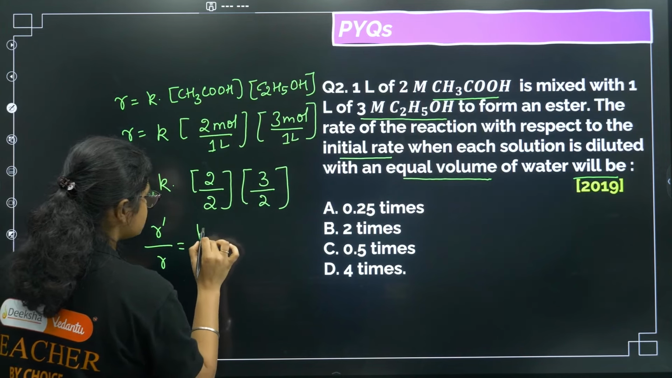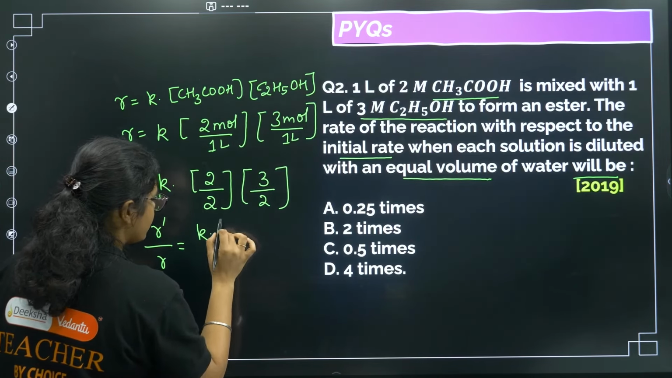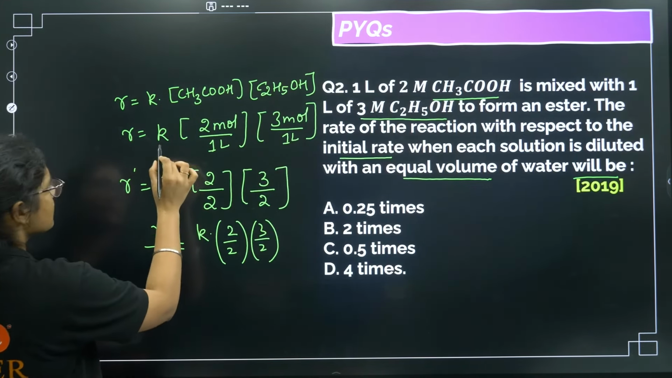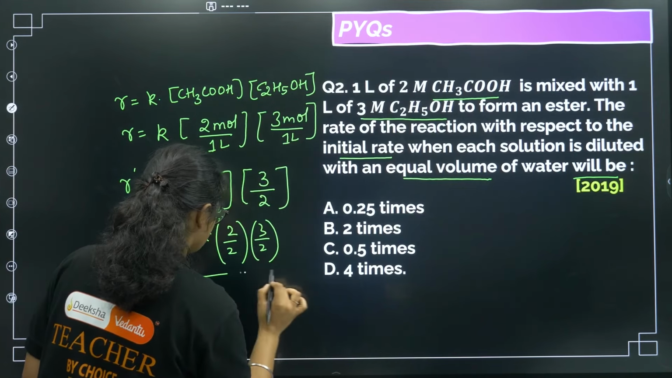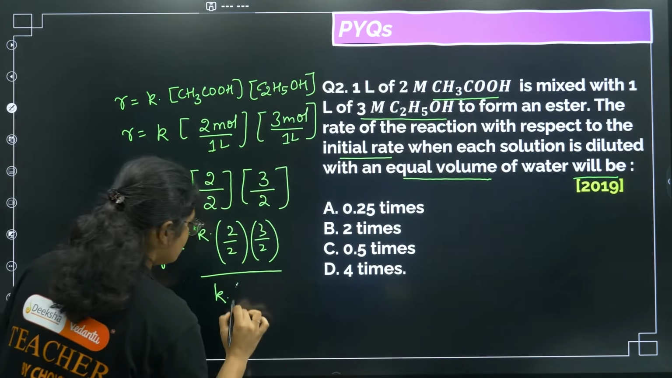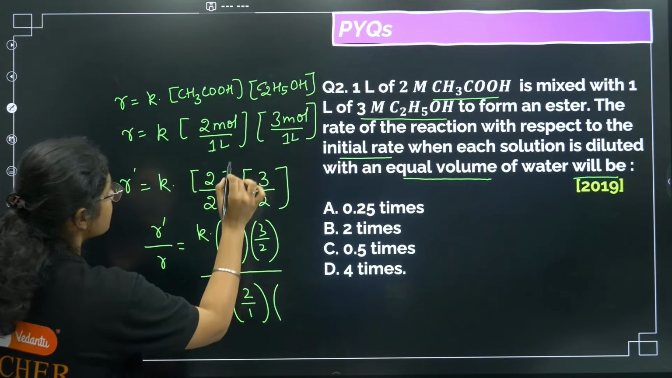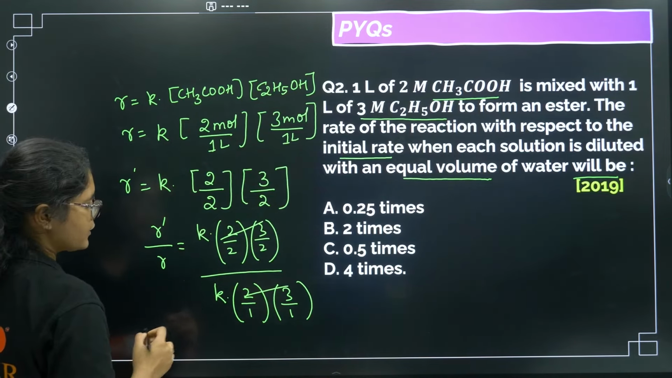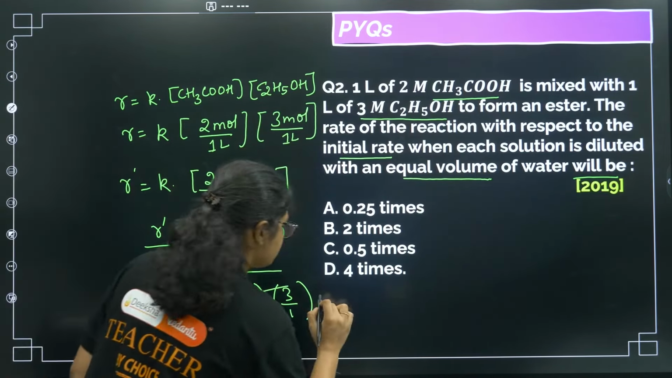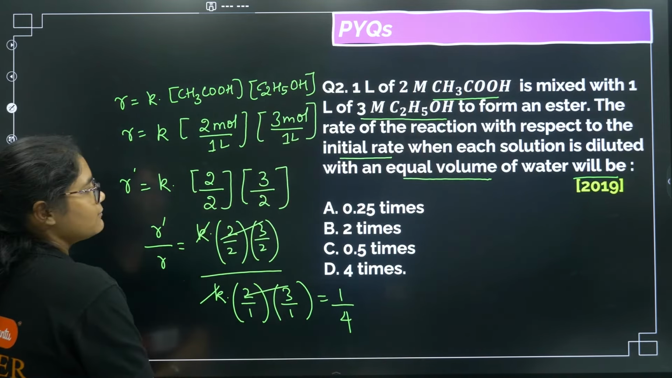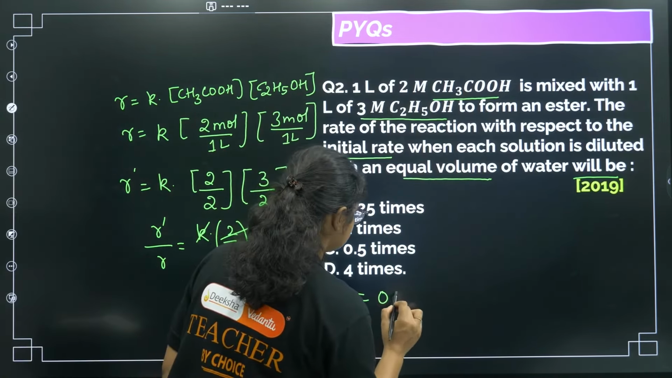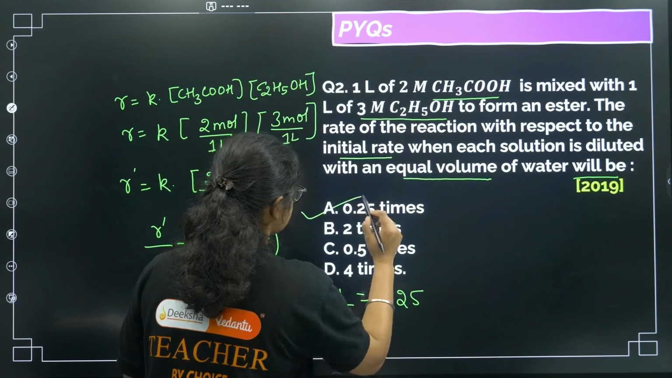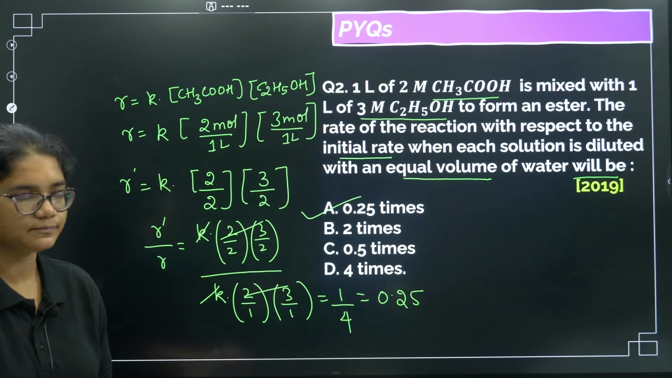So R dash is K into 2 by 2, 3 by 2, and then R is K into 2 by 1 and 3 by 1, right? So this 2 3, this 2 3 will get cancelled, and K will get cancelled, and I'll get 1 by 4. So if 1 by 4, that means 0.25. So the correct answer for this question will be option number A, that is 0.25 times.